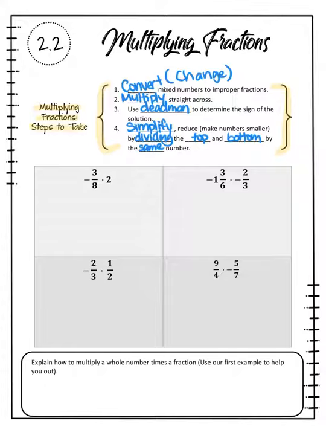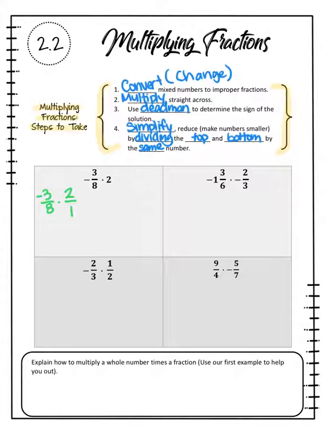So we're just going to work on that very first one, negative 3/8 times 2, and you're going to notice that we have a fraction times a whole number, and we can't multiply a fraction times a whole number. It needs to be a fraction times a fraction. So we need to convert that whole number into a fraction. And you can do that with any whole number by simply putting it over the number 1. So we have negative 3/8 times 2 over 1. So again, you can convert any whole number into a fraction by putting it over 1.